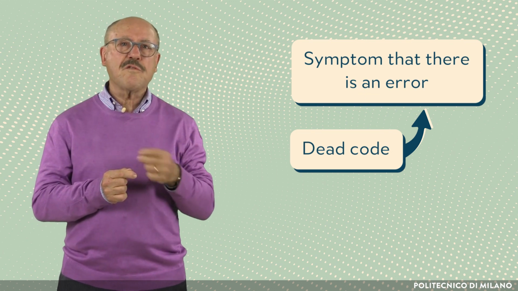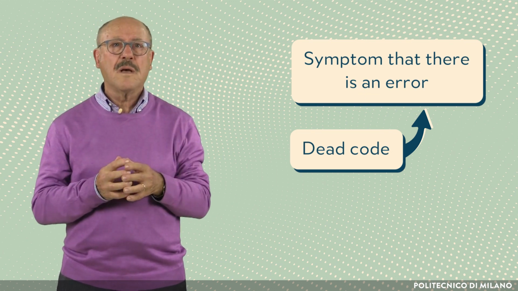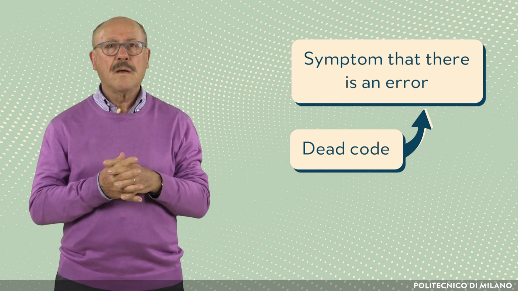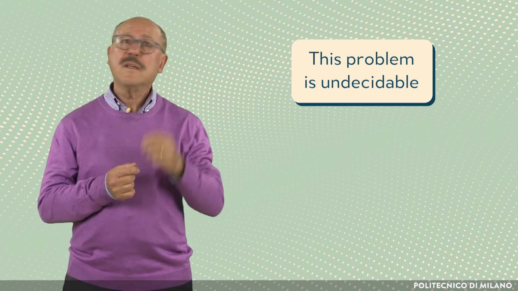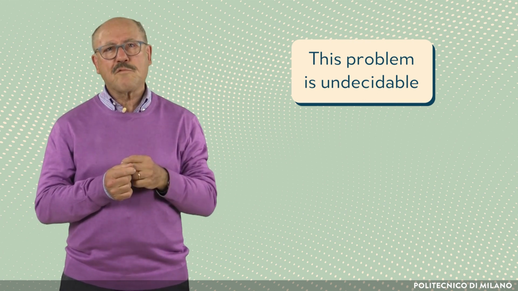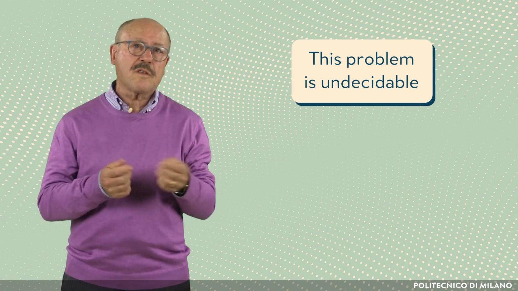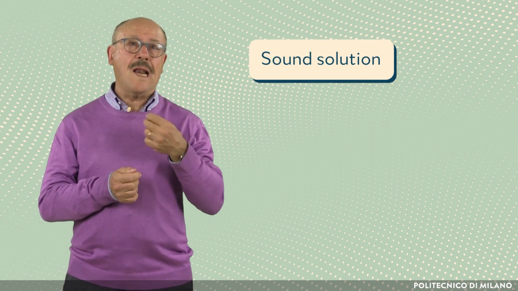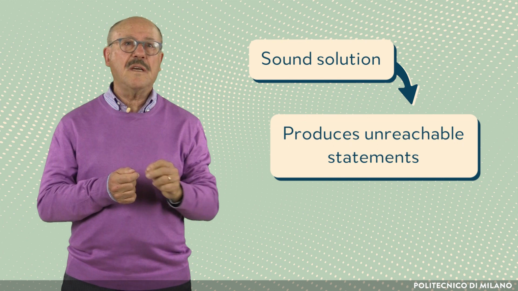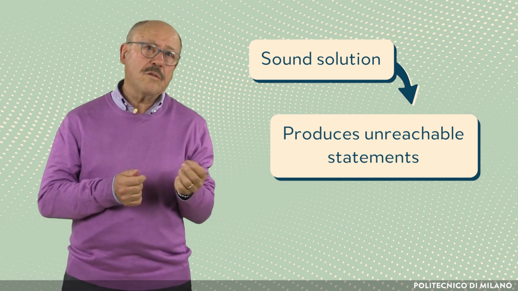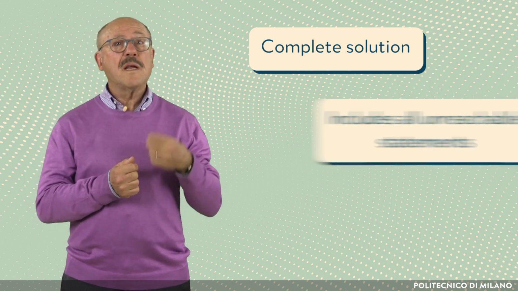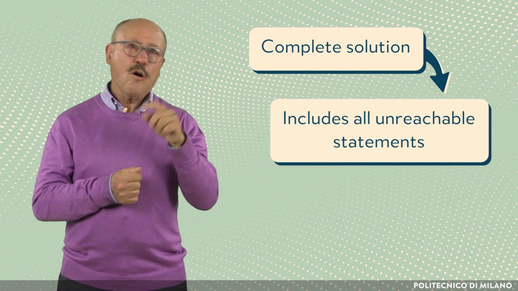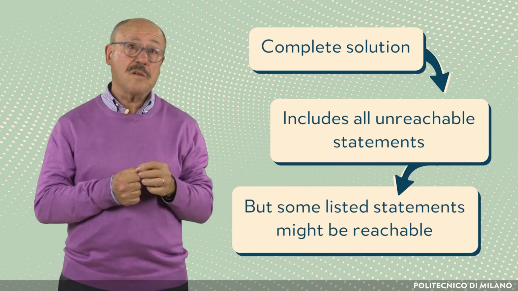An algorithm that produces the list of all unreachable statements would be quite useful in program debugging. Unfortunately, this problem is undecidable, and an exact algorithm does not exist. Program analysis research has analyzed this problem and produced approximate solutions. A sound solution produces a list of statements that are guaranteed to be unreachable, although there can be more. A complete solution would produce a list of statements that includes all unreachable statements, although they might instead be reachable.